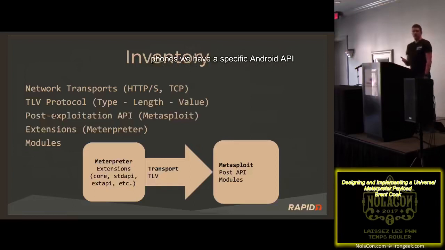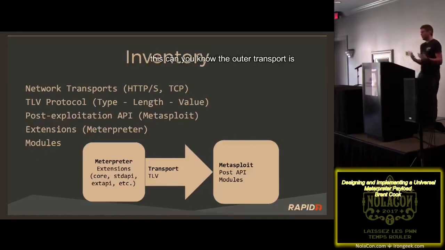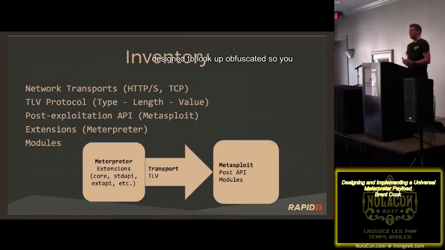Like, for instance, on Android phones, we have a specific Android API that allows you to do Android things, like tracking GPS and that sort of thing. We also have a transport, which is basically how the Meterpreter talks back to Metasploit. The outer transport is designed to look obfuscated, so you can't really tell what the traffic is, like HTTP. You can theoretically embed it into any other kind of network protocol as well. And if we get some time, we'll talk a little bit about that.